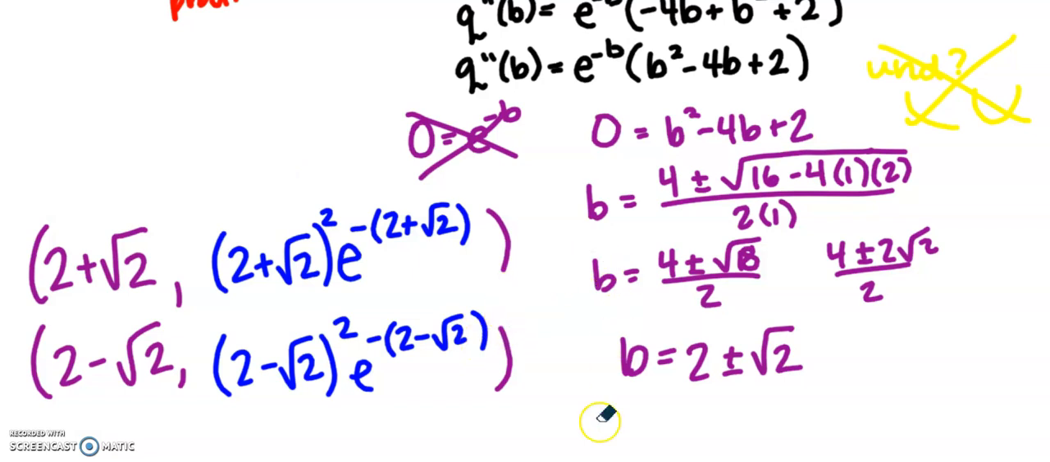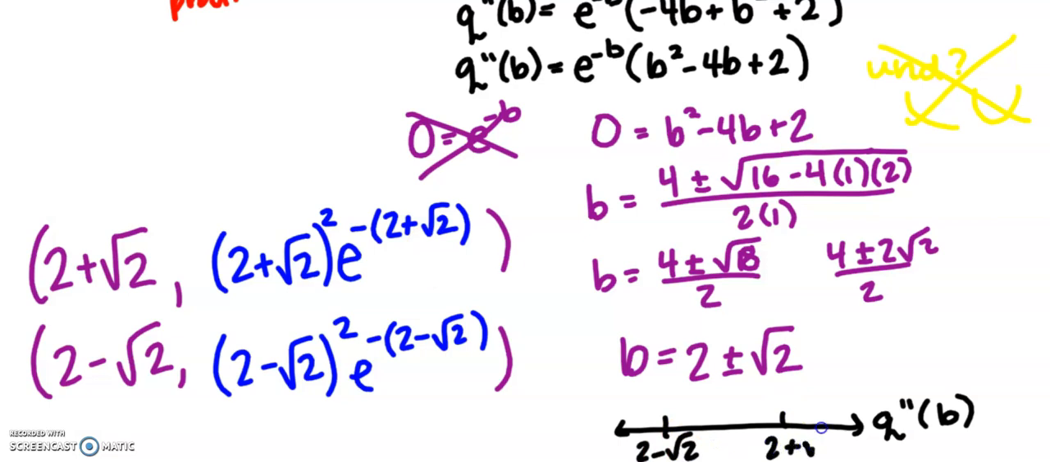And are they a mess? Yes. Yes, they are. If you took the time to plot these on a number line, remember you would label your number line as q double prime of b, and you would have 2 minus the square root of 2, 2 plus the square root of 2. You would try to input these things into your second derivative because you're testing for points of inflection. Whew. This comes back positive, this comes back negative, this comes back positive. So we have concave up, concave down, concave up.